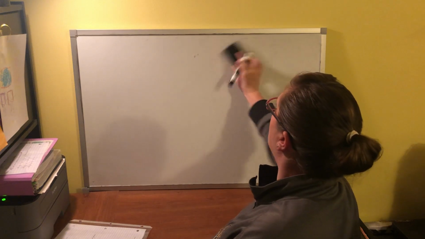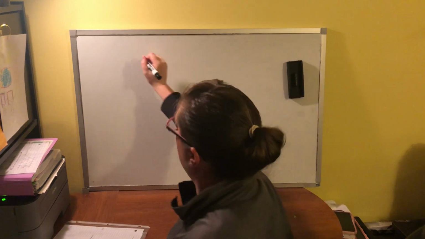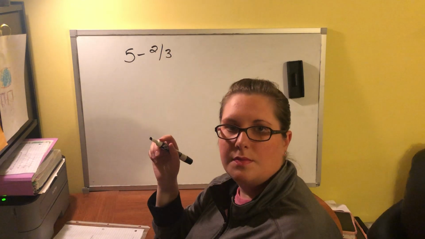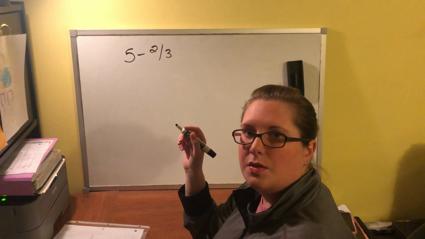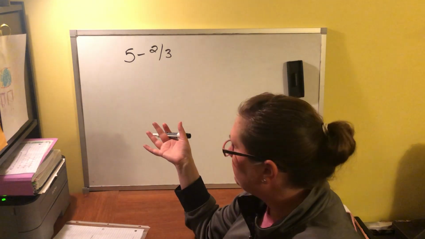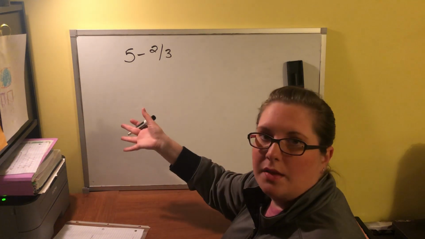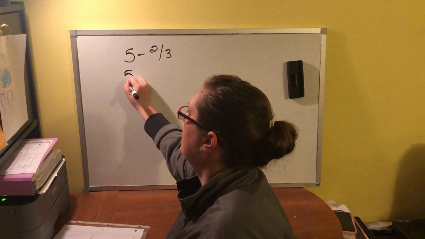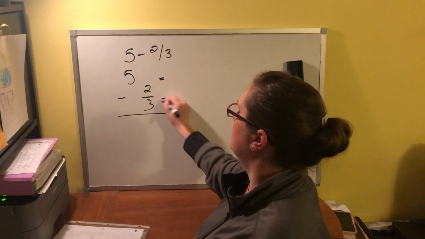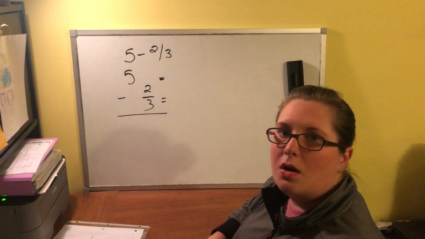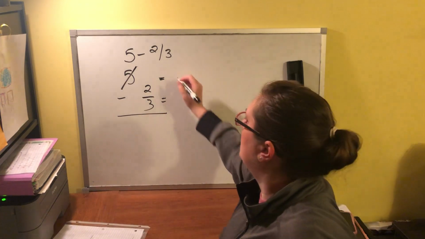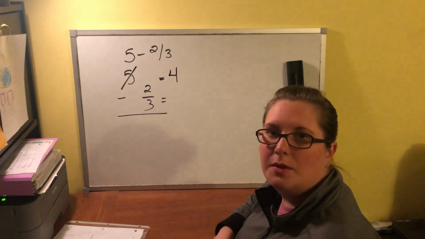Let's look at 5 minus 2/3, okay? 5 minus 2/3. So once again, I need that fraction to subtract from, and right now I don't have it. So I want to go ahead and set my problem up vertically. Easier to visualize. And then we're going to be borrowing from the whole number 5. So I'm borrowing from the 5. I'm subtracting 1 from it, so that makes it a 4.